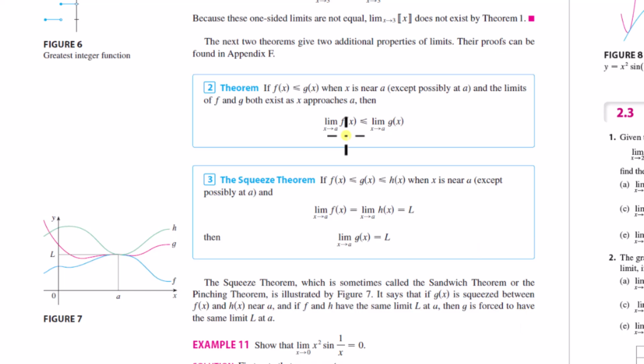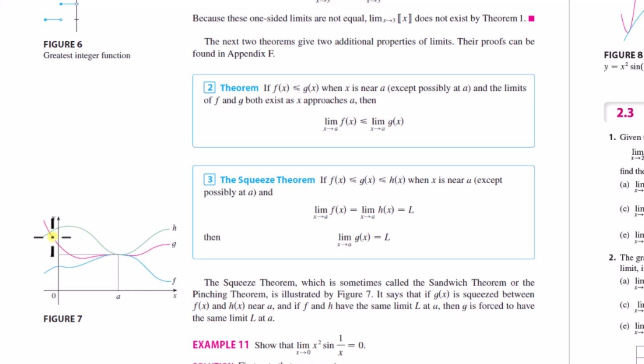So now, next we have the squeeze theorem. With the squeeze theorem, we've now got three separate functions. Same idea: when x is near a, but what happens at a doesn't matter, f of x is always less than or equal to g of x, which is always less than or equal to h of x. Now, if the limit as x approaches a of f of x is equal to the limit as x approaches a of h of x, so those two limits do exist and they're equal to the same value L, then it must be the case that if the limit as x approaches a of g of x exists, it's going to have to be equal to L.